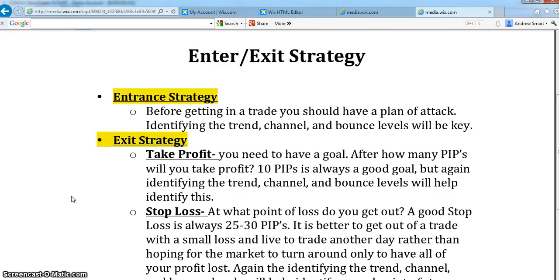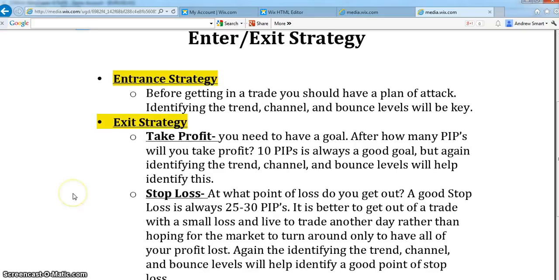10 is always a good number to shoot for, but again, it's also based off of what the market is doing. Is it approaching a bounce level? Is it approaching a channel and whatnot? Okay, stop loss. After how many pips are you going to get out of your trade? How much are you willing to lose? 25, 30 pips is typically a good stop loss.